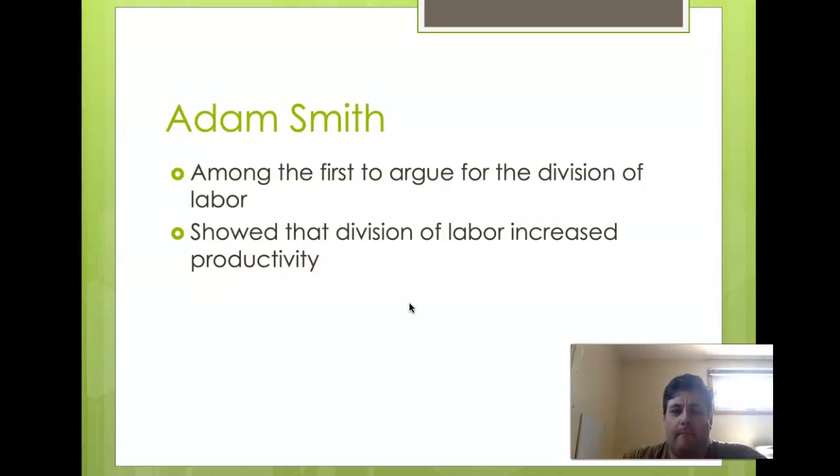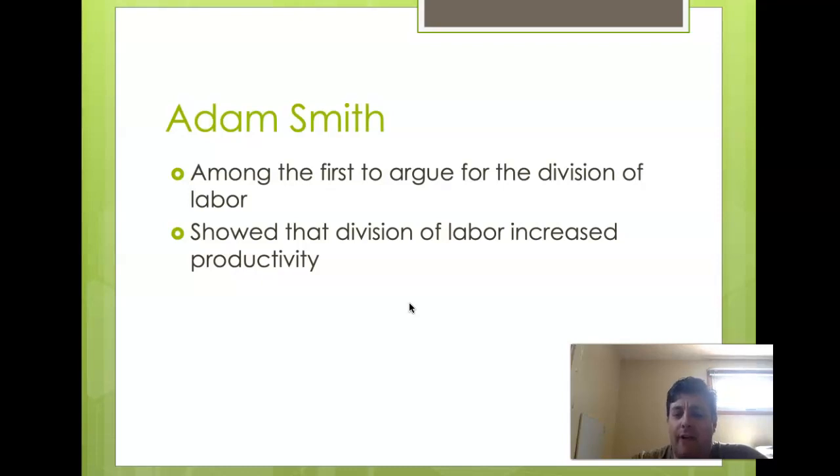This all kind of started, well, I don't know if it started, but Adam Smith was certainly one to argue for this. You may know Adam Smith's name from the invisible hand of the market, the quote famously attributed to him. Markets determine prices and the value of goods and services. But he was actually among the first to argue for the division of labor, and he showed that the division of labor increased productivity. And when you increase productivity, you're increasing profit, and that's good for the owners of an organization.